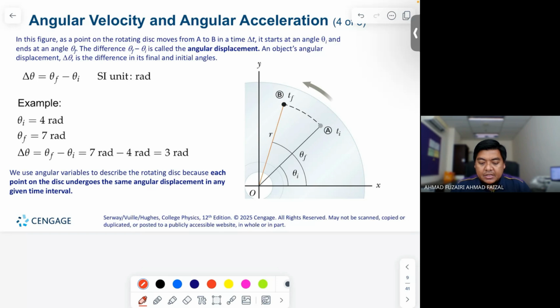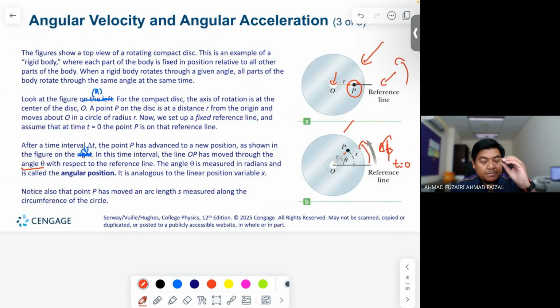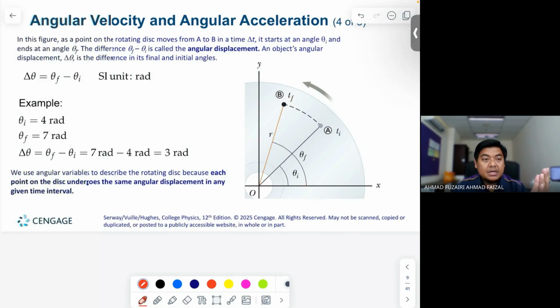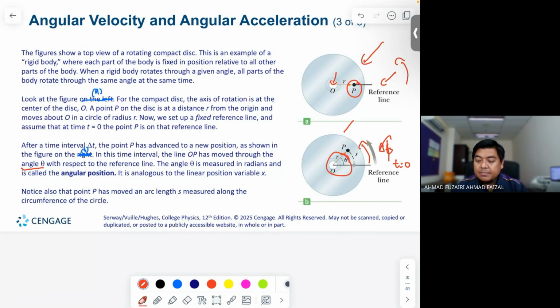In this figure, a point on the rotating disc moves from point A to point B. Right now we get a little more serious when comparing these things. Just now we compared our position from point P on the reference line, and after some time when the disc rotates, point P has moved to a new position. Because point P moved to a new position, it created some theta, some angular displacement. That's why we call that the angular position.